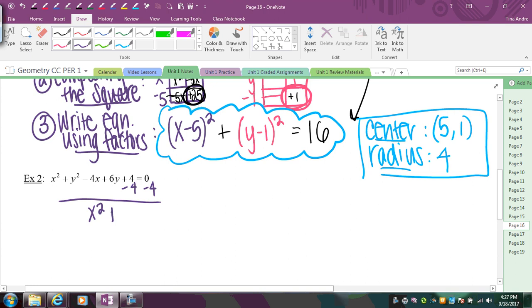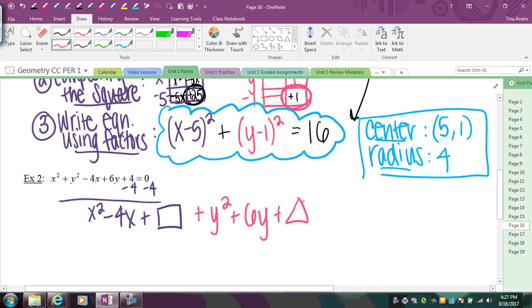So it's going to be x squared minus 4x plus a grid or a rectangle. And then group your y's together. So your rewriting is your first step. So 6y plus a triangle. And then remember on this other side here, I have the negative 4 plus the rectangle that I added, because whatever you add to one side, you have to add to the other, and then plus the triangle. So my first step, remember, is just the rewrite step.